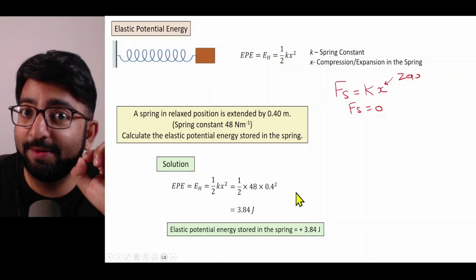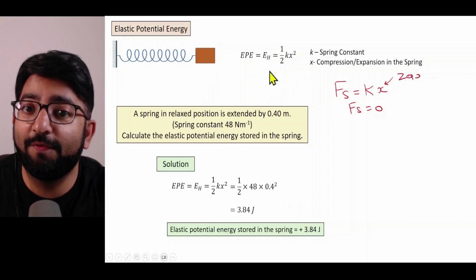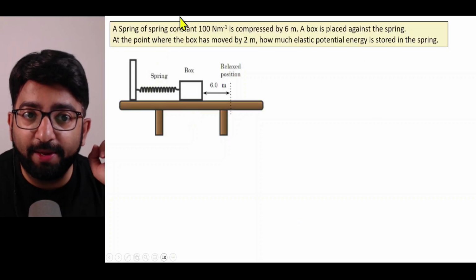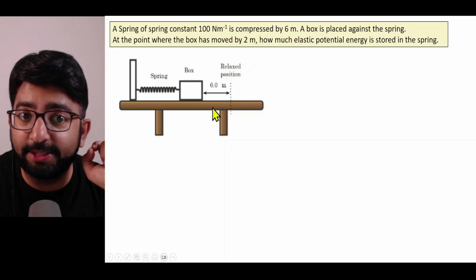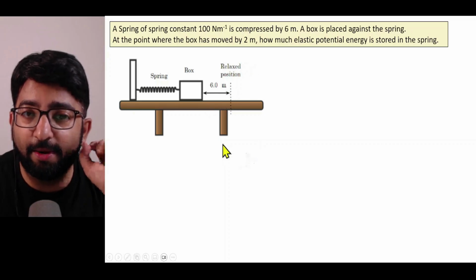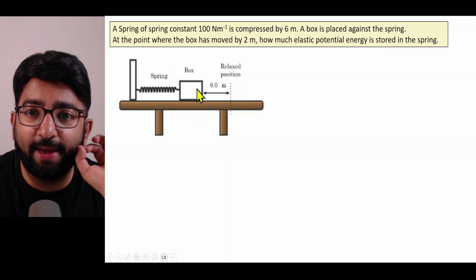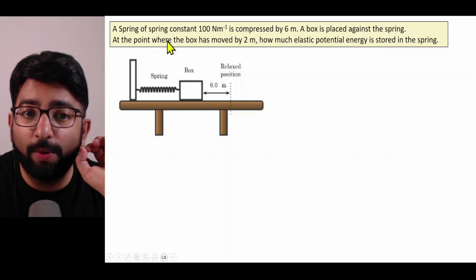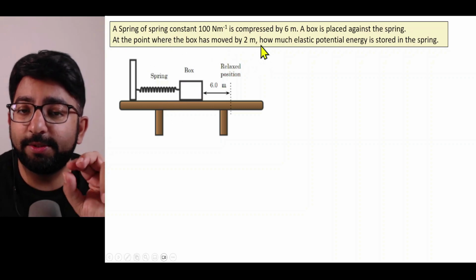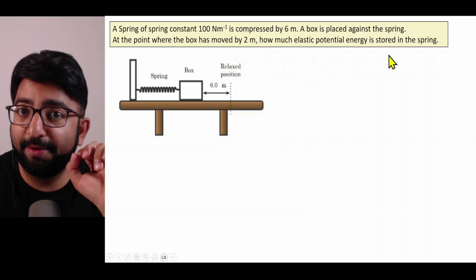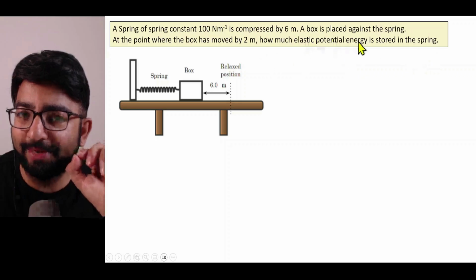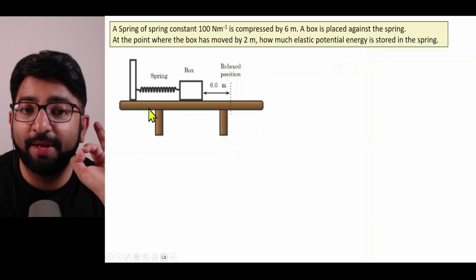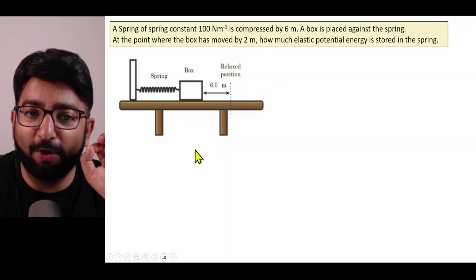All right, let's solve another question based on this logic of half kx squared. Here we have a spring of spring constant 100 newtons per meter. It is compressed by 6 meters, as you can see in this diagram. A box is placed against the spring. At the point where the box has moved by 2 meters, how much elastic potential energy is stored in the spring? So we already know the formula for potential energy is half kx squared. So let's analyze this question properly.